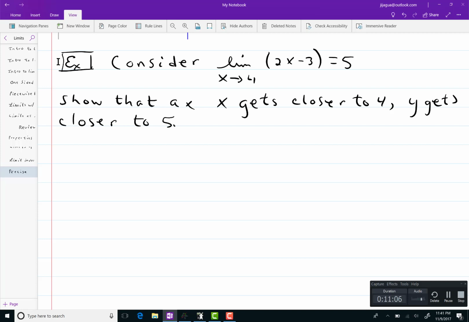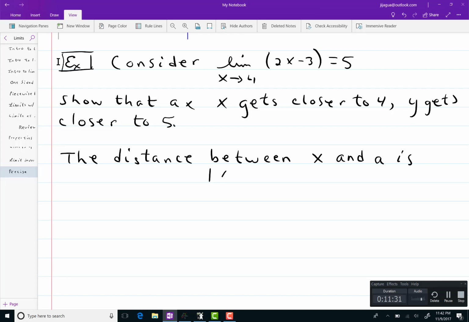So, x gets closer to 4. How do you even talk about the distance between x and 4? Well, we use a notation like this. The distance between x and a is the absolute value of x minus a. So I'm going to use that.